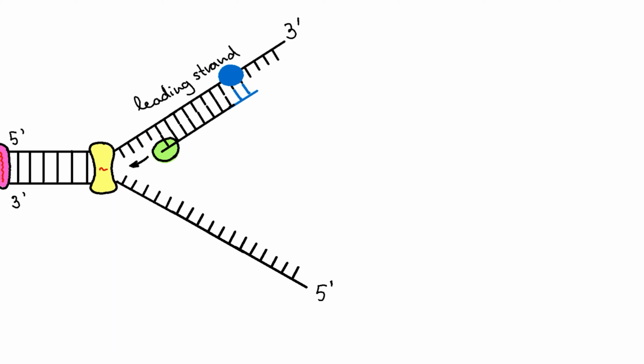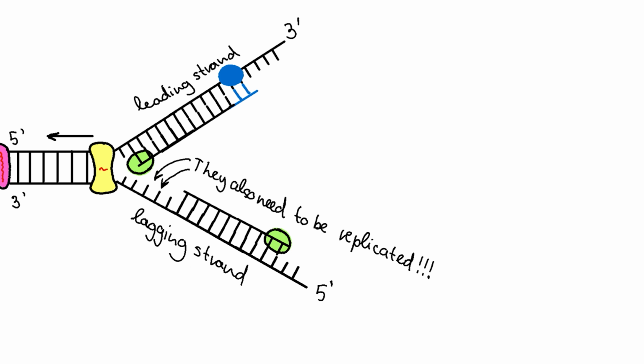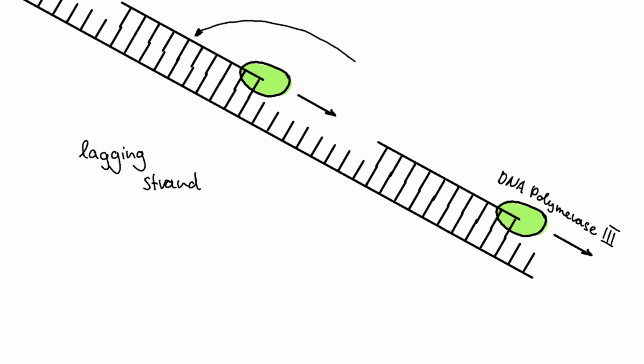On the leading strand, the polymerase moves in the same direction as the replication fork, which allows a continuous synthesis of a new strand. On the lagging strand, however, polymerase moves in the opposite direction, but as helicase separates more nucleotides of the DNA, they also need to be replicated on the lagging strand. That is why on the lagging strand, DNA can only be replicated in small portions called Okazaki fragments.